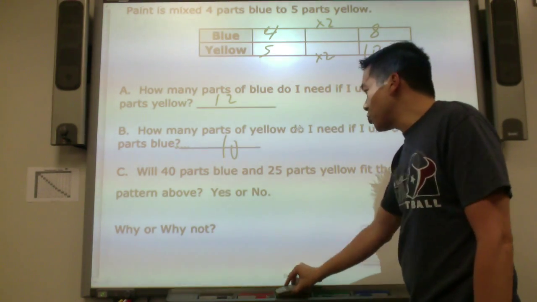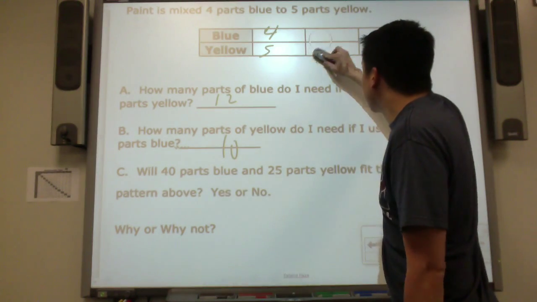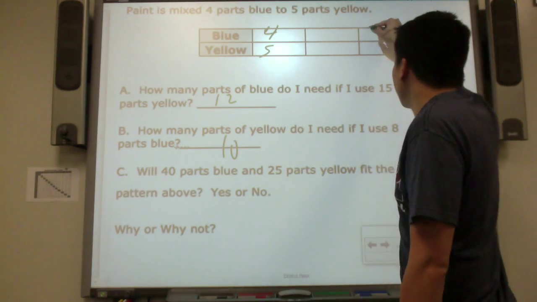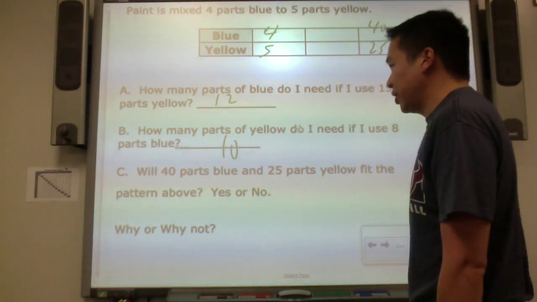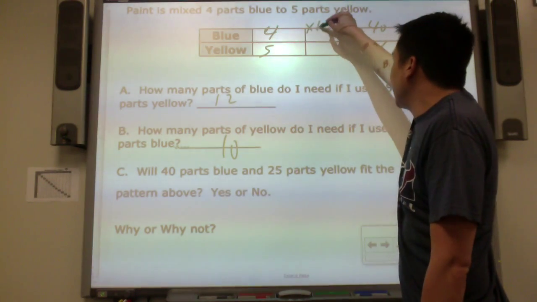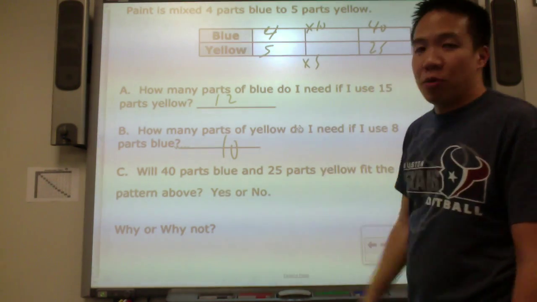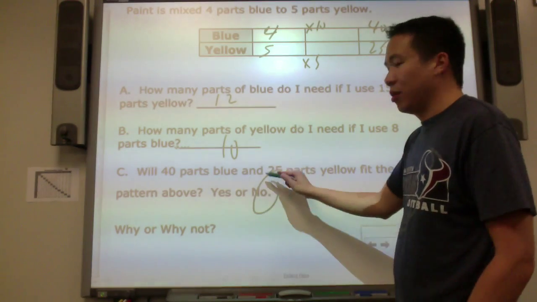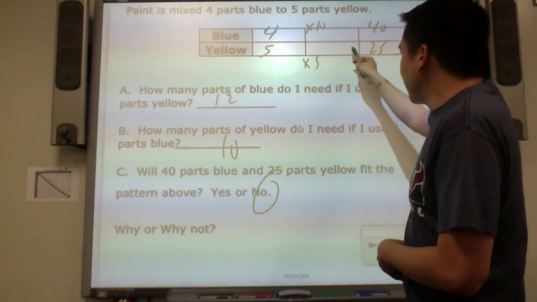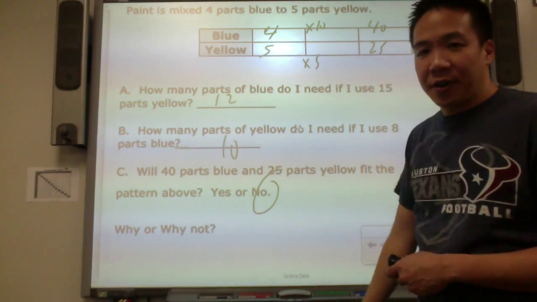Will 40 parts blue and 25 parts yellow fit the pattern above? Times 10, times 5. Are they multiplied by the same factor? No, they're not multiplied by the same factor. If this had been multiplied by 10, this would have been 50 right there.